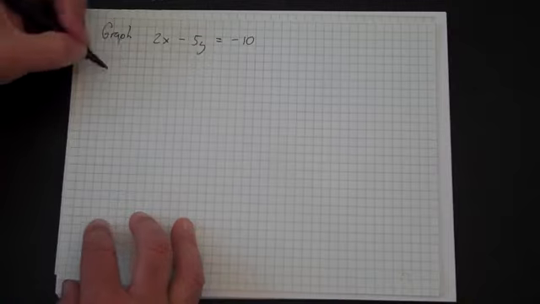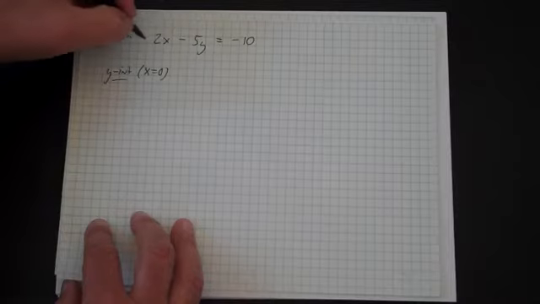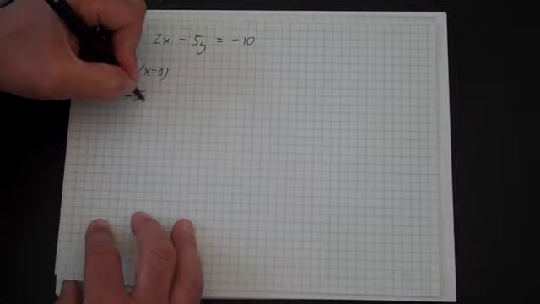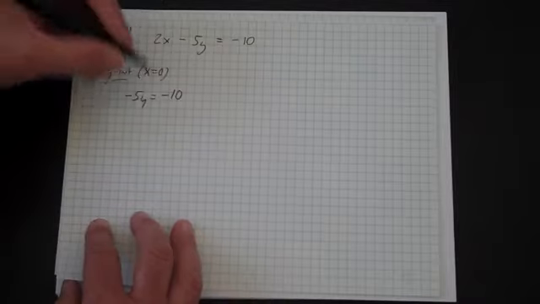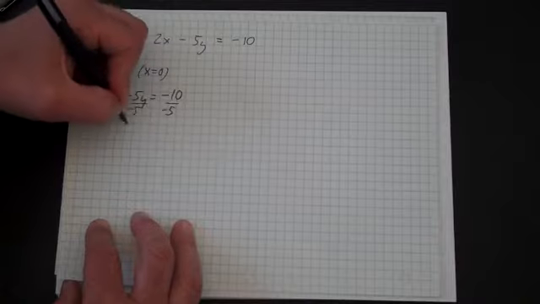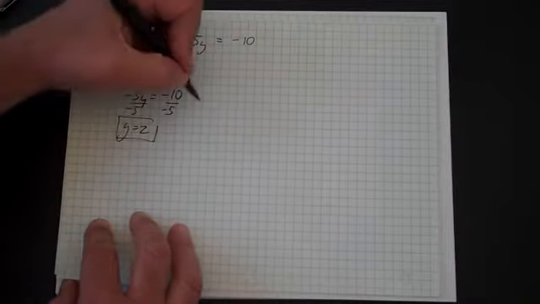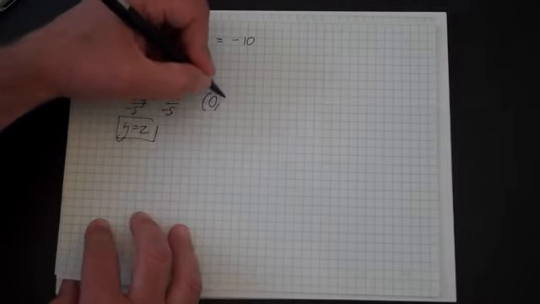Let's do the y-intercept first. For the y-intercept, you just set x equals 0. You know that 2 times 0 is 0, so you're going to have minus 5y is equal to minus 10. Divide by minus 5 and divide by minus 5, and you get y is equal to 2. So the y-intercept is simply (0, 2).